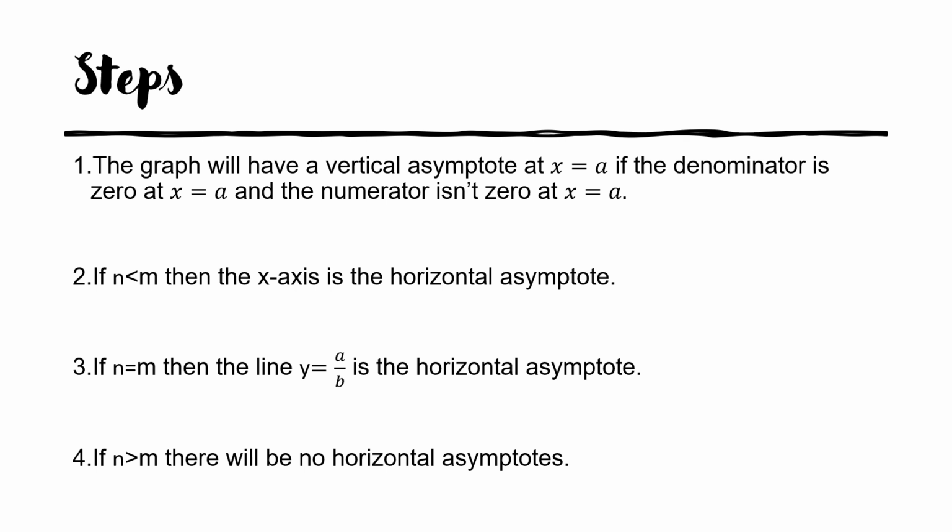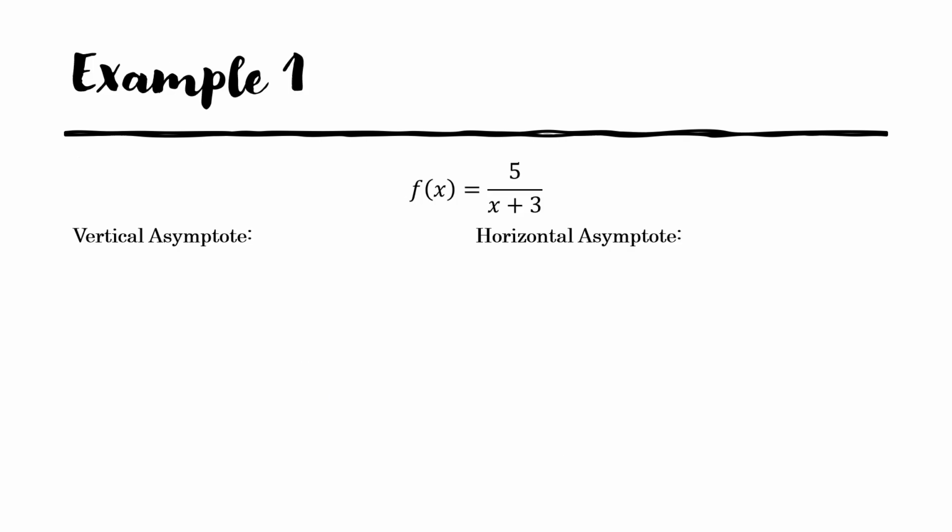So I repeat, if n is less than m, then the x-axis is the horizontal asymptote, or y equals 0. But if n equals m, they're equal, you just consider the coefficient of the numerator and the coefficient of the denominator. And if n is greater than m, there will be no horizontal asymptote. Okay, next.